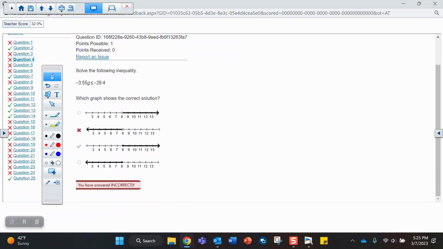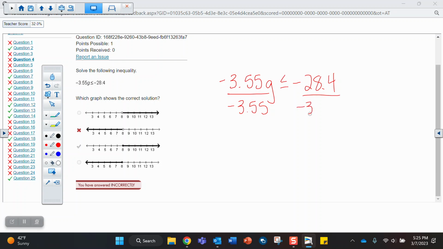Question 4 asks which graph shows the correct solution. So I'm going to rewrite it over here. Negative 3.55g is less than or equal to negative 28.4. So this is multiplication. So we are going to divide by negative 3.55 on both sides. And when you are solving inequalities and you divide by a negative, this is when you flip the symbol. It's the only time it happens, when you multiply or divide by a negative.